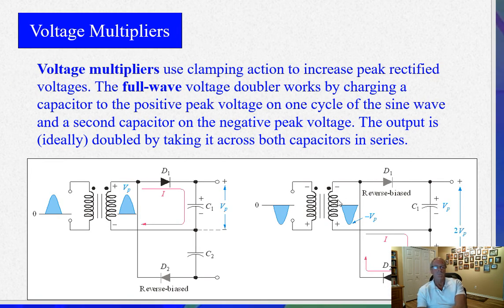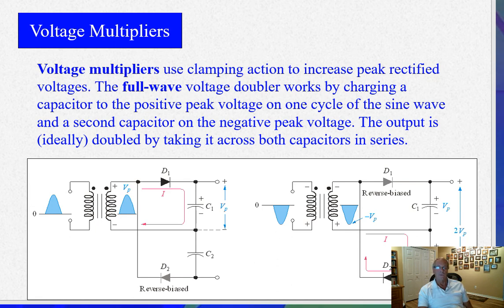We can look at voltage multipliers. I don't see these very often, okay? So we're not going to spend a whole lot of time on these. But basically what happens is the diodes charge these capacitors up. This forward bias diode charges C1 up, and then when the current goes the other way, D2 kicks in and charges up C2. So you basically have two capacitors that are being charged up, and they're in series. So when you look at both of them, you end up with twice the voltage.